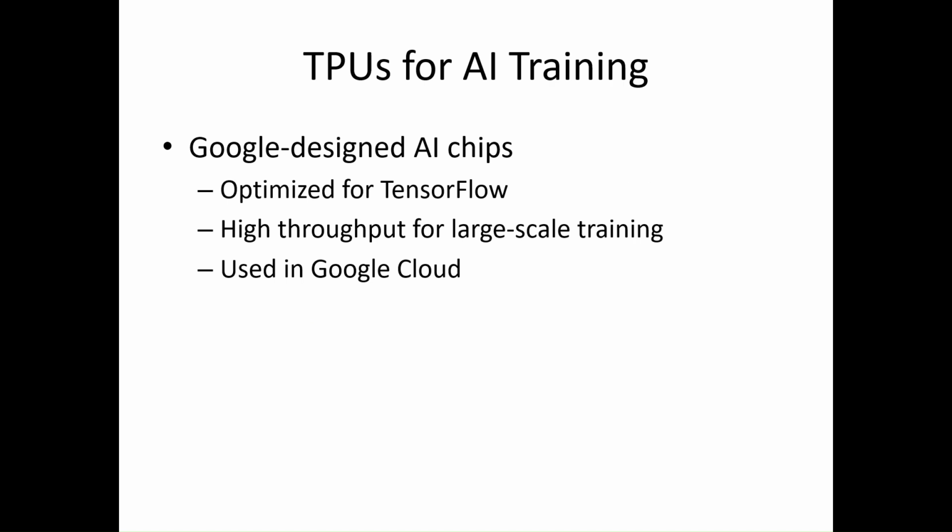Here the H100 can process a huge amount of operations. Next we can see the TPU for AI training. This is a Google-designed AI chip, optimized for TensorFlow and large-scale training. It gives high throughput and can be used in Google Cloud. They are tightly integrated with TensorFlow and optimized for high throughput.